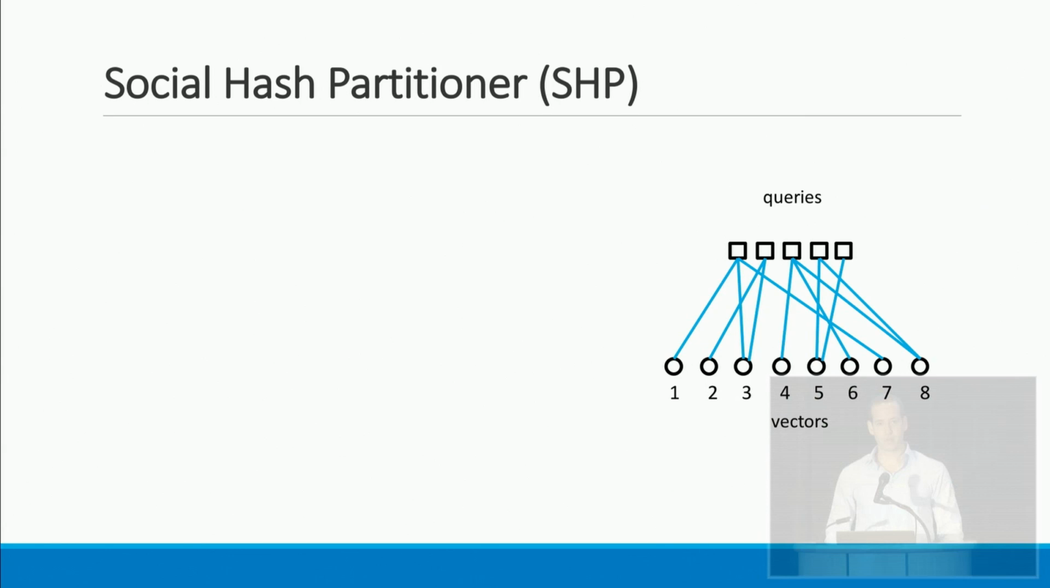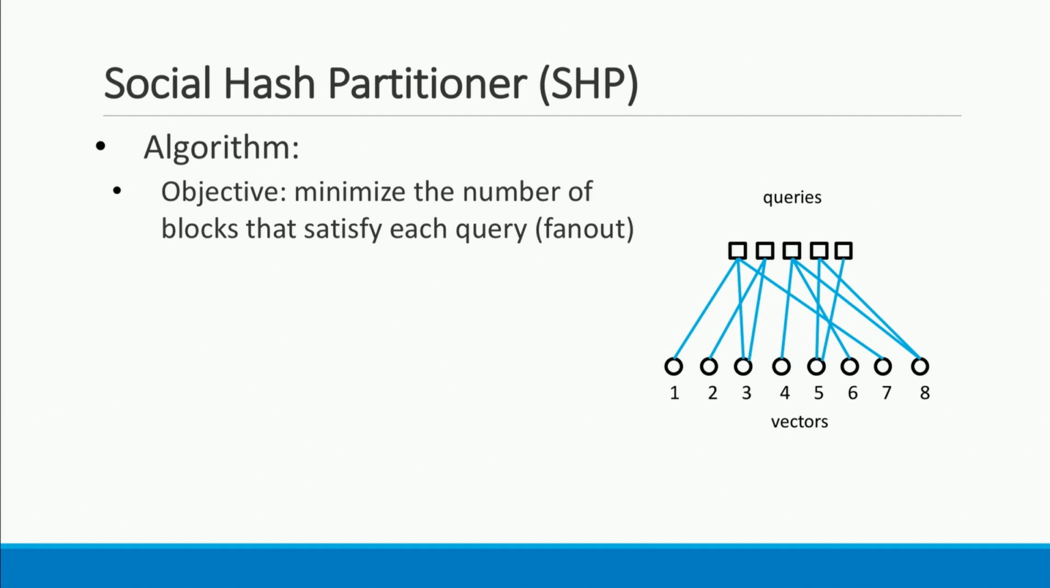We keep a list of the past queries, which are the squares here, and the circles represent the embedding vectors that are associated with these queries. And the objective is to minimize the number of blocks that satisfy each query, what we call fan-out.